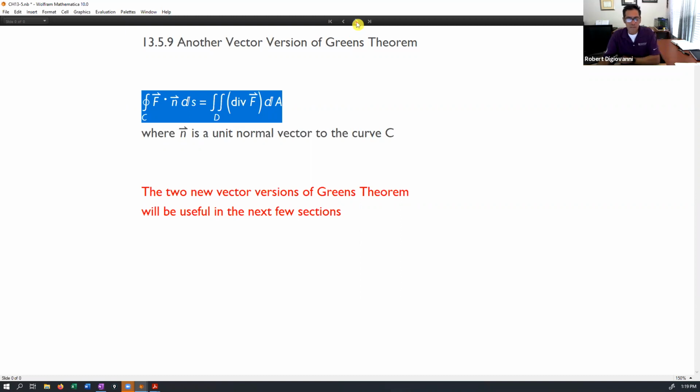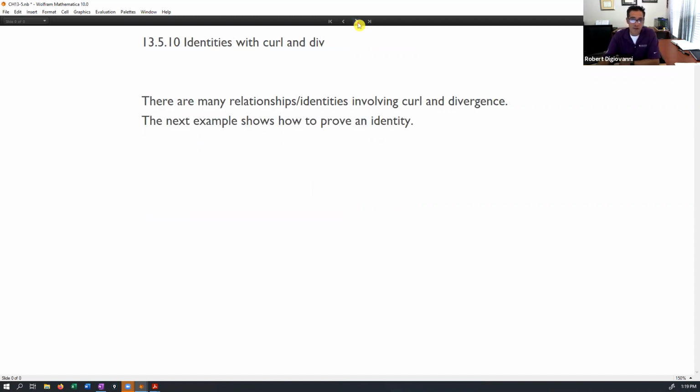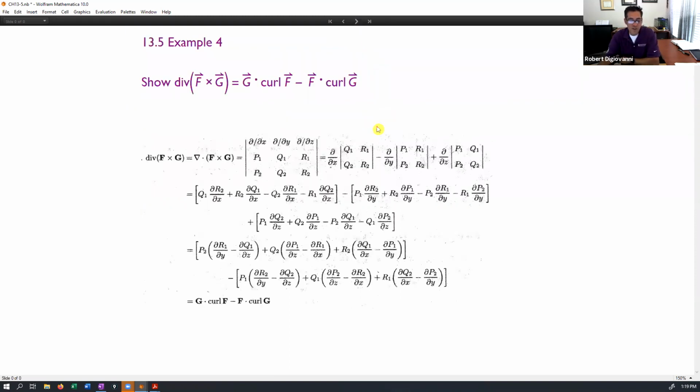Okay, now there are a ton of properties of curl and div, relationships that you have. And I'm not going to cover this. I'm not going to test you on it. This is one example from the book. It's an identity that you would be asked to show. So it says, show that if you take the div of the cross product of 2 vector fields, it's the same as doing the vector field G dotted with the curl of F minus the F vector field dotted with the curl of G. So this is like an identity.